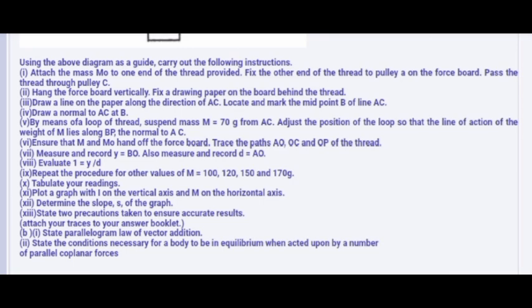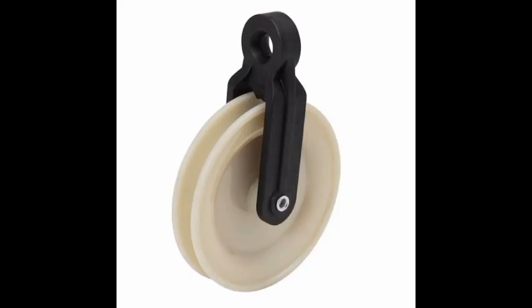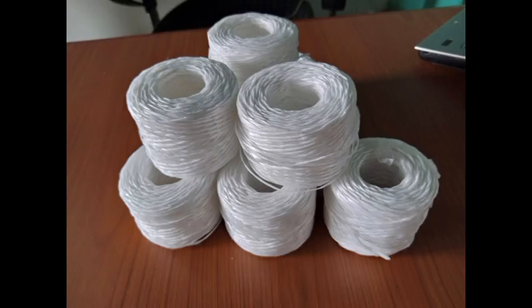Some might ask how a pulley looks. So you see, this is how a pulley looks, and you have a twine. You can use a thread that looks like this. You can see the thread looks like this. Now let's go to the table. See how the table looks.